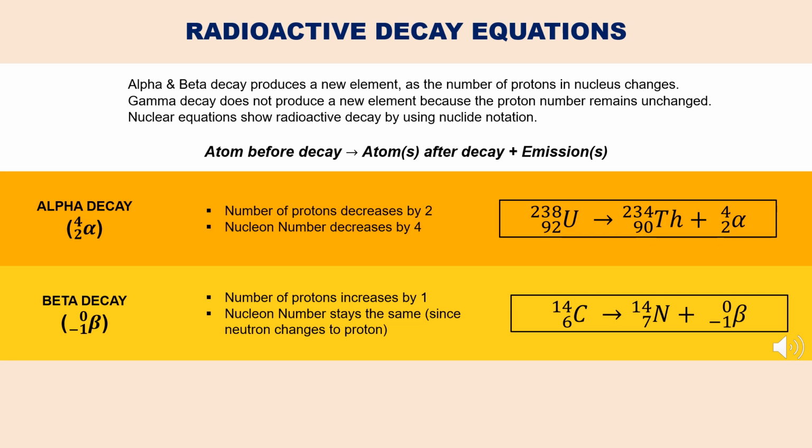So now we can see an example of a beta decay equation. This is the beta decay of C-14. It has a proton number of 6, but after beta decay, its proton number increases by 1 to form a new element, which is nitrogen, and it gives out a beta particle. You can see that the beta particle is denoted by the symbol β, and then 0 on top and then -1 at the bottom. So this is its nuclide notation.